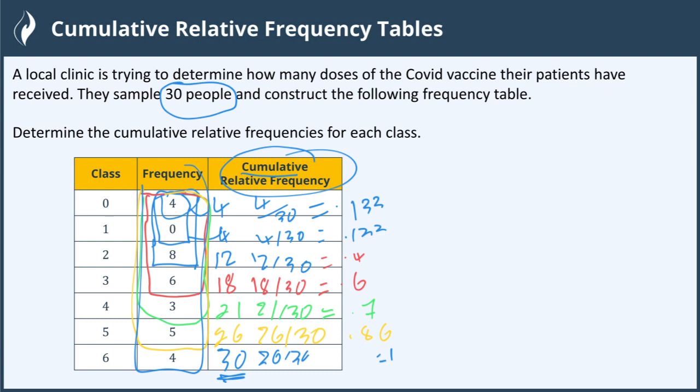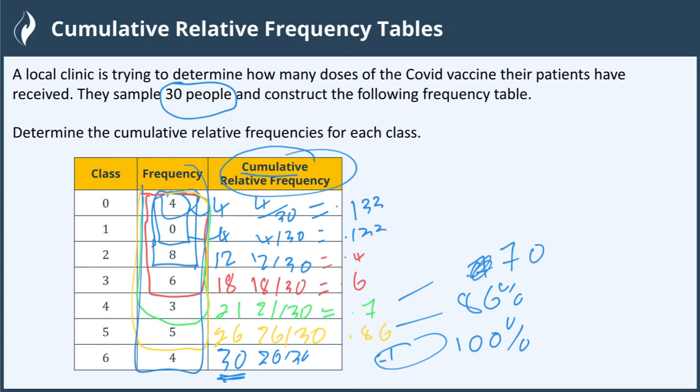Another way of doing it is by doing percentage, right? Where at the bottom here, you would have 100%, right? So this would be 86%. This would be 0.7, 70%, sorry. And so on and so forth. But the idea is when you've summed up your relative frequency, your cumulative relative frequency, you have 100% or a 1.